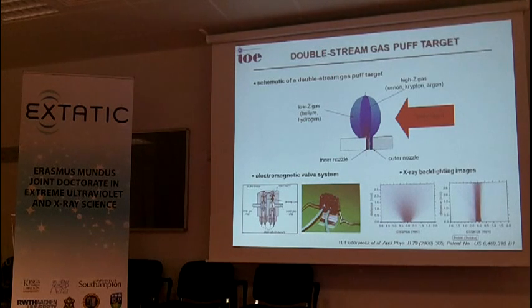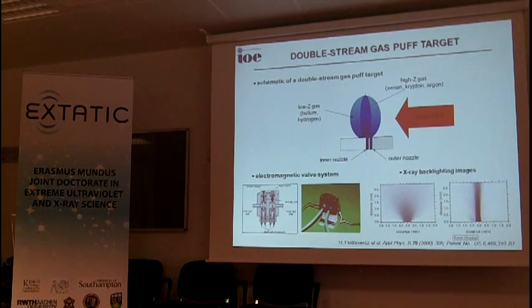In this case, the working gas is injected not in the vacuum, but in an additional stream of gas which is surrounding this central stream of working gas. So this working gas is coming through the nozzle in the form of an orifice, and this outer stream of low Z gas, helium or hydrogen, is flowing through the nozzle, which is in the form of a ring surrounding this one. So the electromagnetic valve system is presented here. There are two valves placed in a common body, and these two valves supply such a double nozzle arrangement.